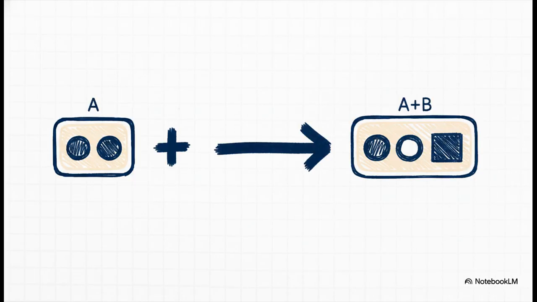And what's really cool is that you can perform operations on these lists. For example, you can easily combine two of them into one. As you can see here, we're just taking everything from list A and tacking on everything from list B to make a new, bigger list. It's a simple idea, but it's an incredibly powerful way to manage lots of data at once.